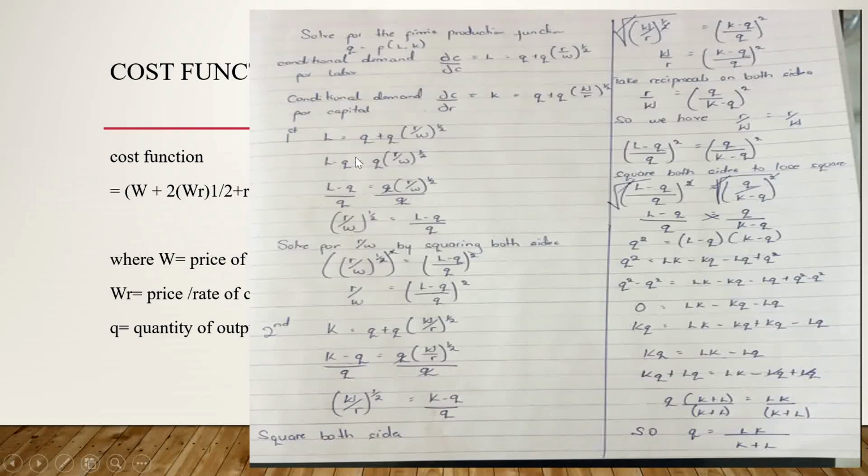Following this mathematical expression as it is, you'll find that Q times (K plus L) over (K plus L) equals LK over (K plus L). That's an inverse of that mathematical expression. And so Q equals LK over (K plus L). It is the same thing here.